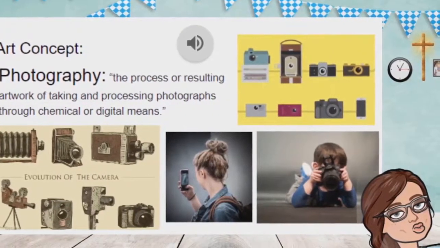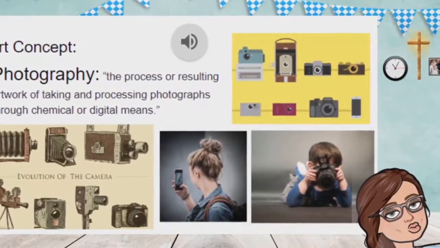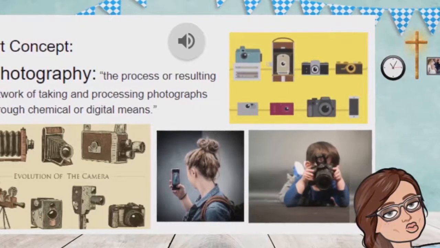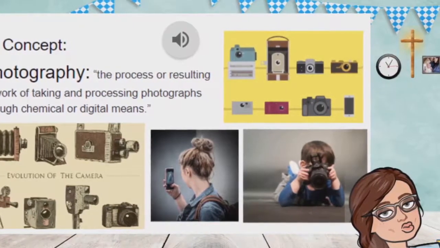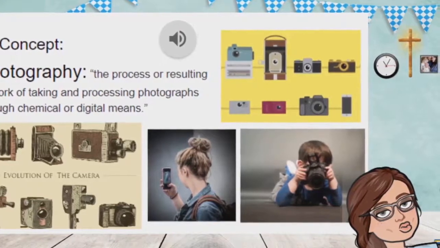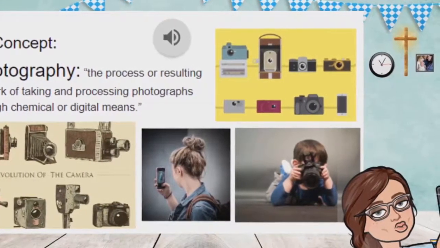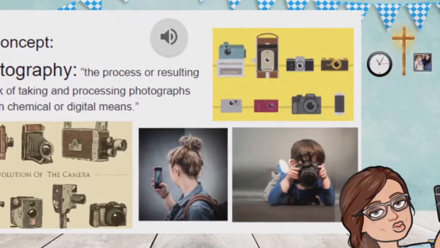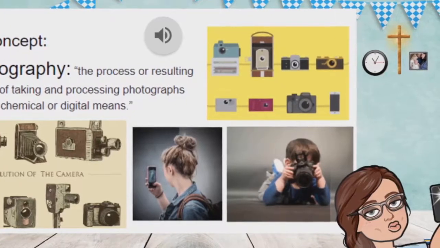Photography is defined as the process or resulting artwork of taking and processing photographs through chemical or digital means. Chemical is when we're talking about something that actually uses a chemical process to develop a film photo. This could be something like a Polaroid, or way back in my childhood, where you had to send the film away to be developed at a lab.